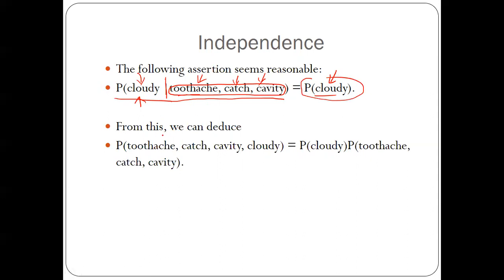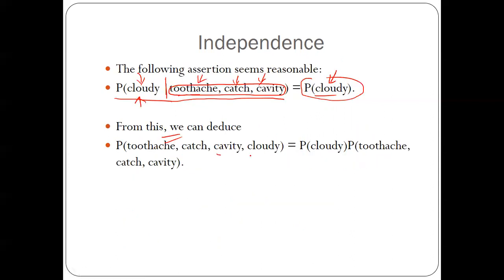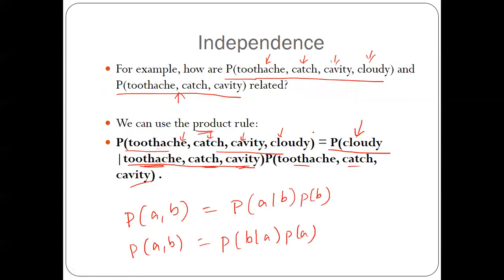Okay. Now from this we can deduce the following. Go back to the original equation: the probability of somebody having toothache, catch, cavity, and cloudy. We can separate these two things out. One is the probability of the weather being cloudy, into the probability of toothache, catch, and cavity, because these two things are independent events. The weather being cloudy and somebody having toothache, catch, and cavity are independent, right? So logically it should be represented like this, since the weather is not getting influenced by these three parameters.